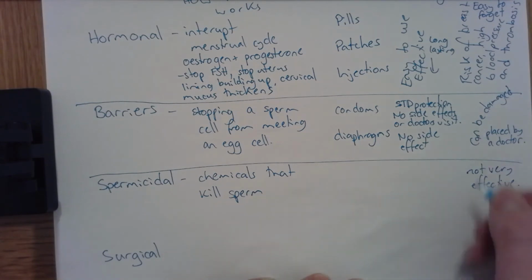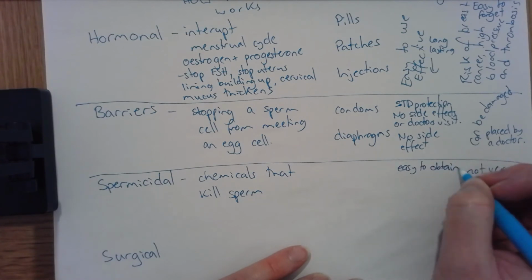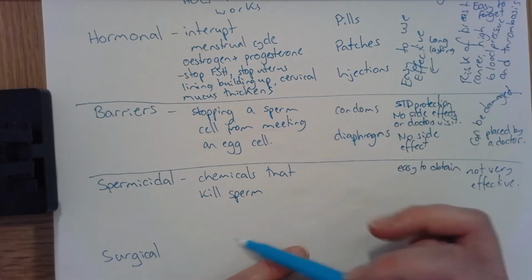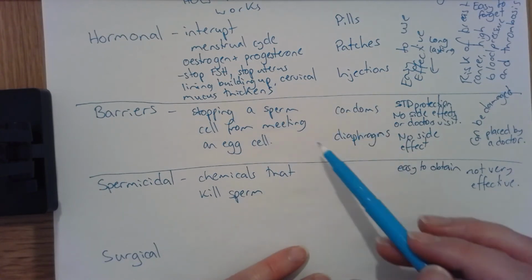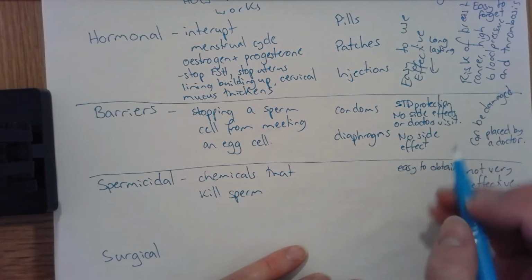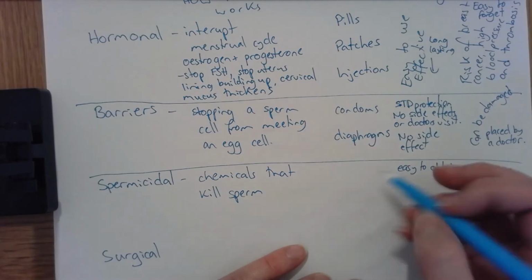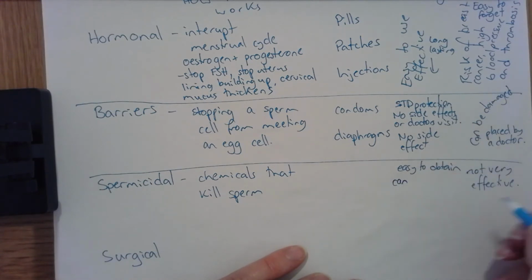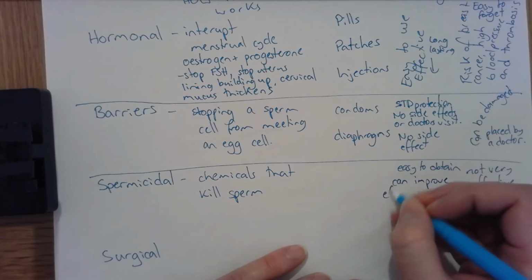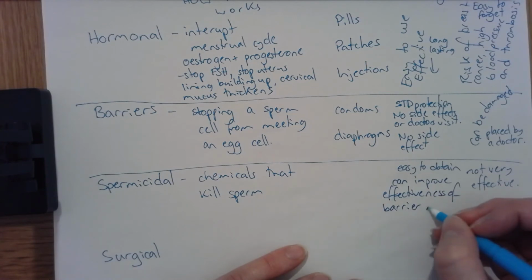Quite often, they're quite easy to obtain. Quite often they are used in conjunction, so together with diaphragms or condoms. So a lot of condoms come lined with a spermicidal chemical, or the diaphragm can be used with the spermicide as well. So they can increase the effectiveness of our barrier methods. So by themselves, really not very effective, but they can improve effectiveness of barrier methods.